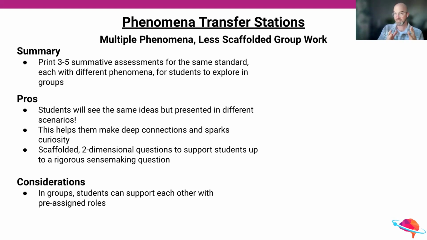And some things to consider if this is a structure you're looking to use in your classroom is that students can support each other with pre-assigned roles. So you're the recorder, you're the fact checker, and you're the timekeeper. So each student sitting in a group is able to move things forward and knows what they need to do to be a productive part of the group.